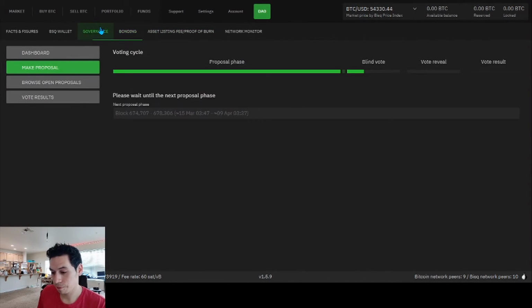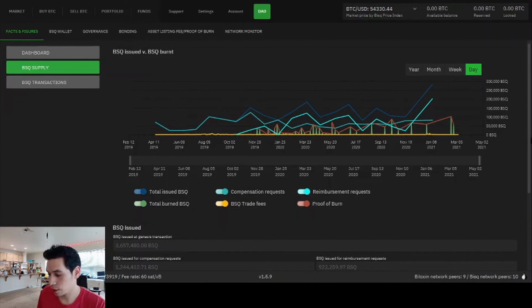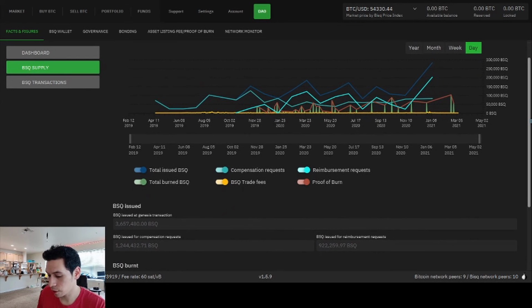Anyways, getting off track here. Let's go back to facts and figures. The sweet charts. So yeah, you can play with these toggles. Look at compensation requests, BSQ trade fees, proof of burn, reimbursement requests, all that cool stuff.